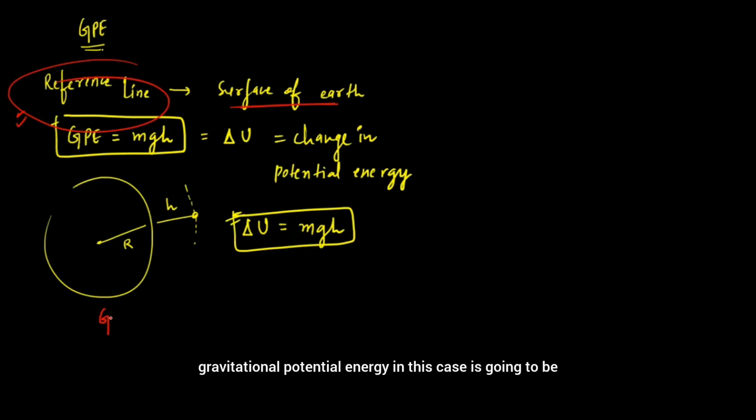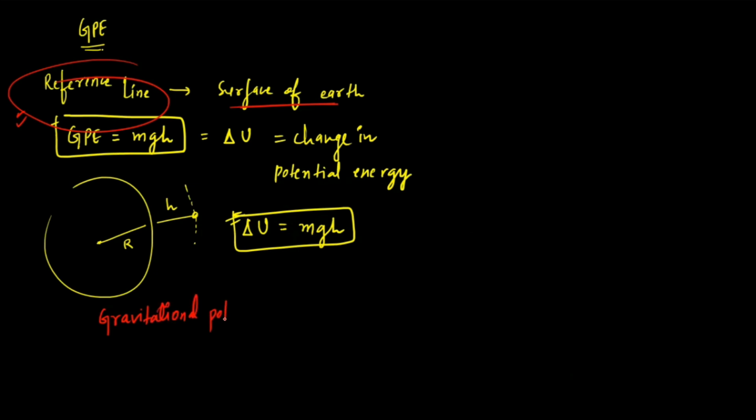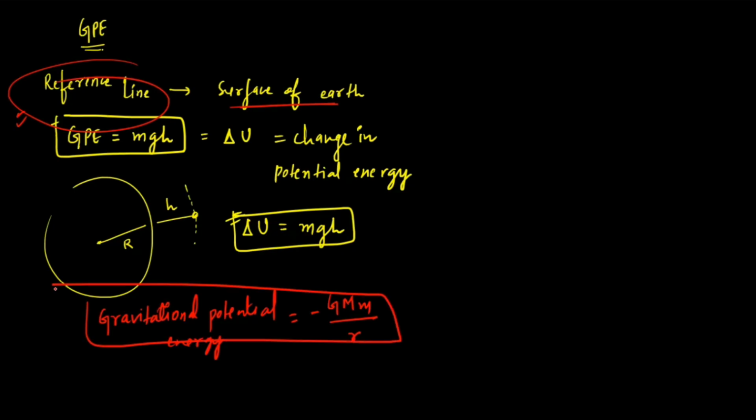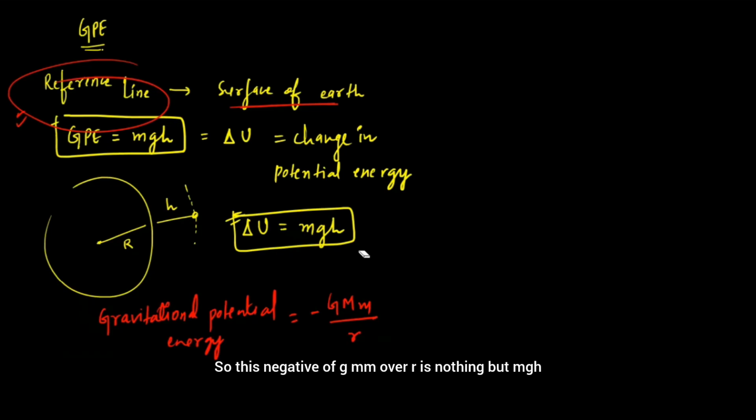Otherwise, gravitational potential energy in this case is going to be, I guess we already discussed it, negative G M m over r. We discussed the same for the satellite as well, so the relation is going to be the same. So this negative of G M m over r is nothing but mgh.